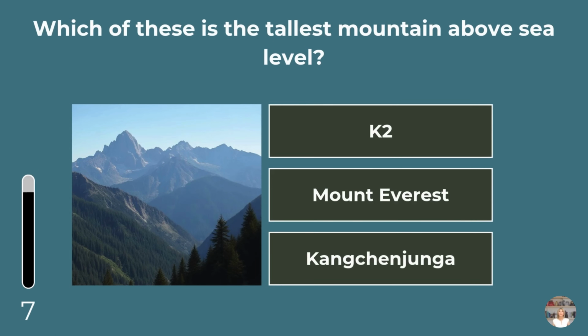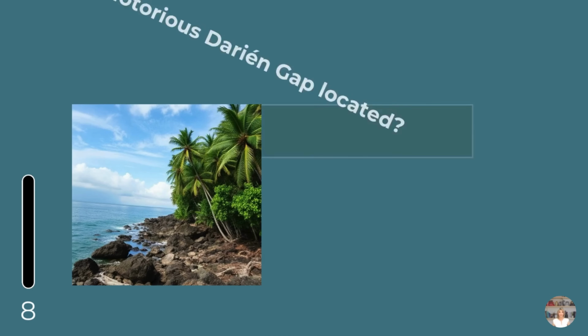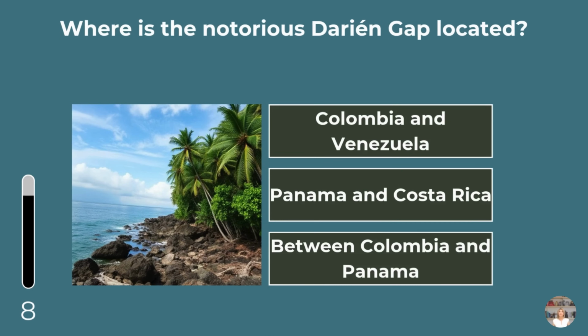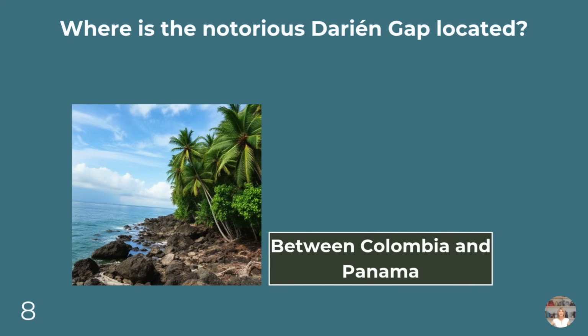Which of these is the tallest mountain above sea level? K2, Mount Everest, or Kanchenjunga? Mount Everest. Where is the notorious Darien Gap located? Colombia and Venezuela, Panama and Costa Rica, or between Colombia and Panama? Between Colombia and Panama.